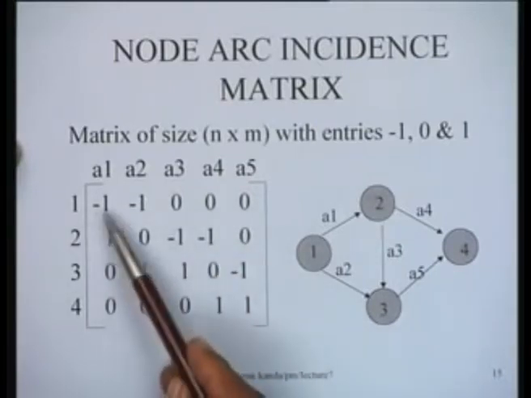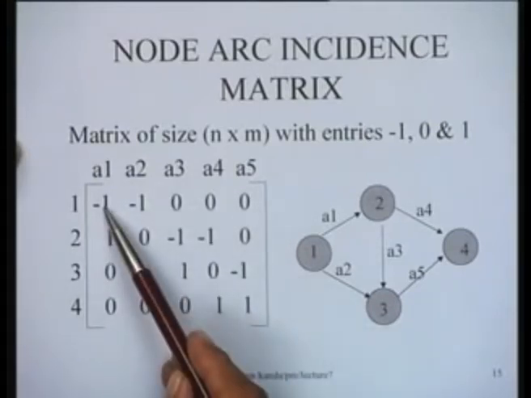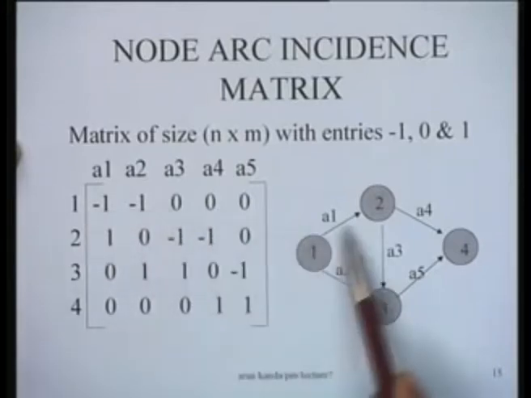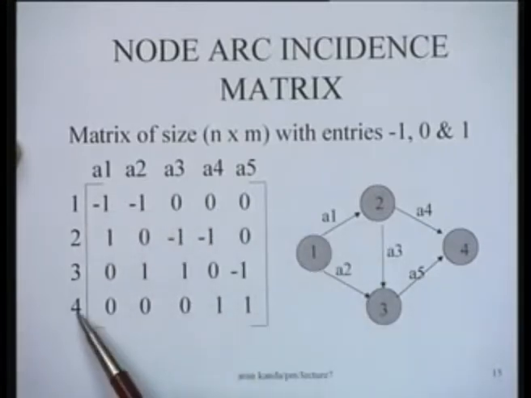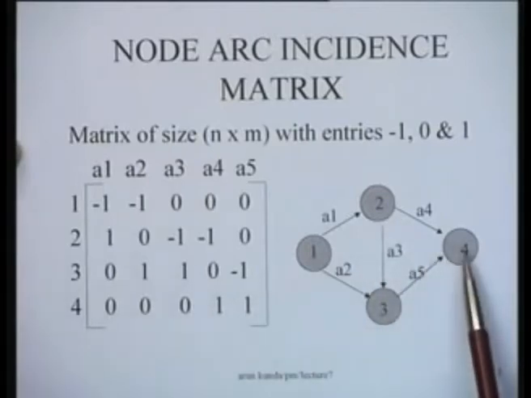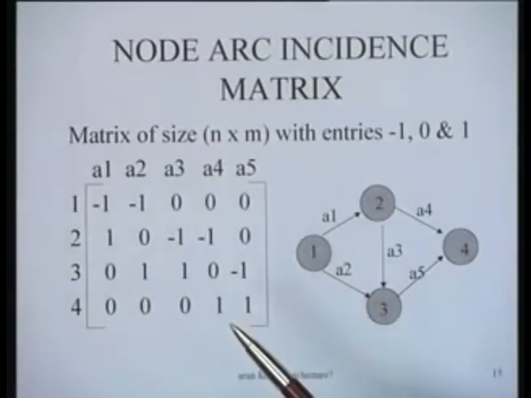And a row which has all minus 1s shows a source. A row which has all plus 1s shows a sink. So node 1 is a source because it has all minus 1s. All arcs are emanating from it. And node 4 is a sink because all arcs are culminating into it. So these are some of the properties of the node arc incidence matrix.